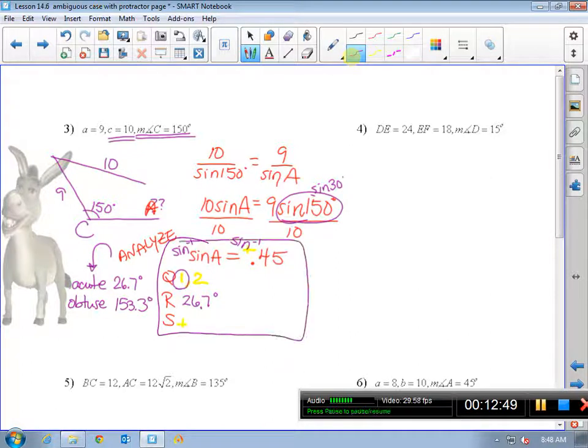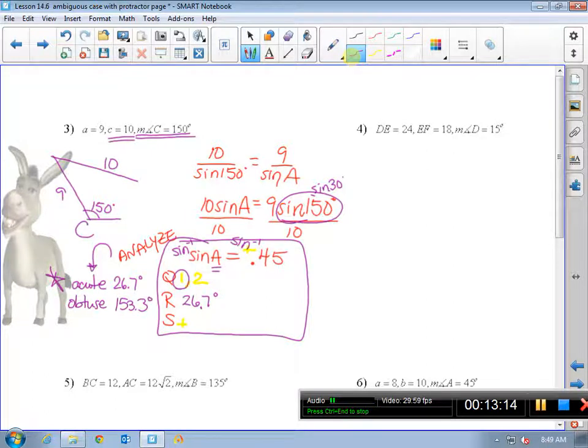So the analysis comes in, because we've done our QRS before. We've gotten our 2 answers for finding an angle. We've done that a lot. But now we're in an actual triangle. So in an actual triangle, could this angle over here be 26.7 degrees? And I would say, okay, I can add these together, and I'm still under 180, so this one is good.